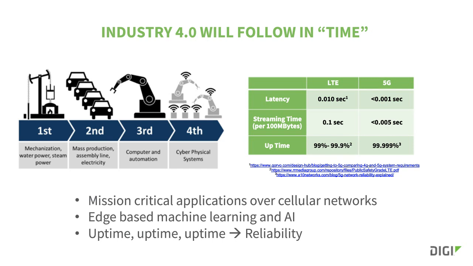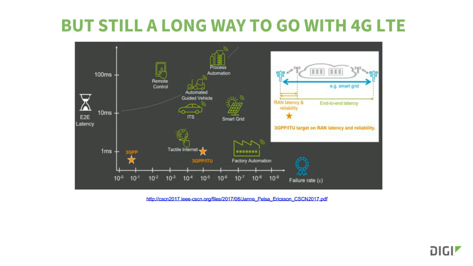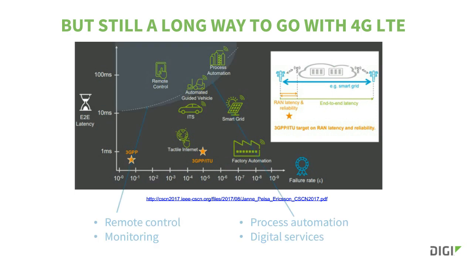But we want to remind everybody, there's still a long way to go. This is from Dr. Pesa from Ericsson, a really neat chart showing the combination of latency and reliability in the applications. And when you look at 4G, there's still a lot to do. There's remote control, monitoring, process automation, and a whole host of digital services in the industrial space.